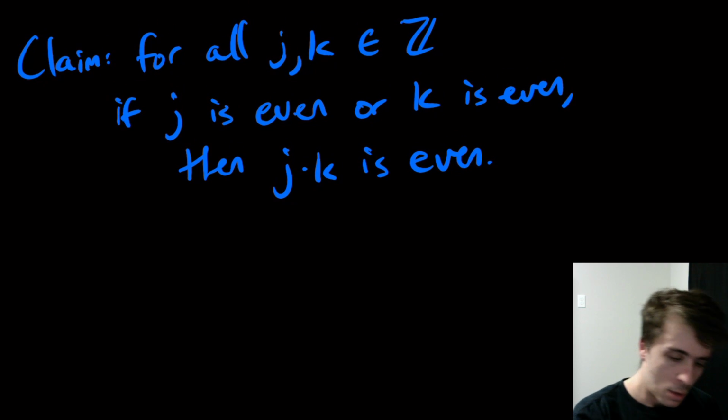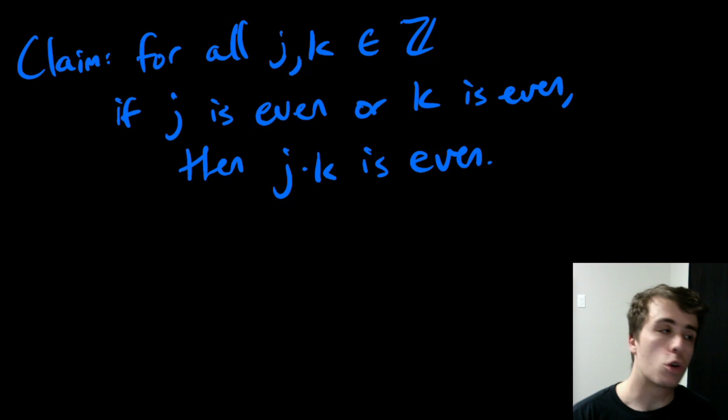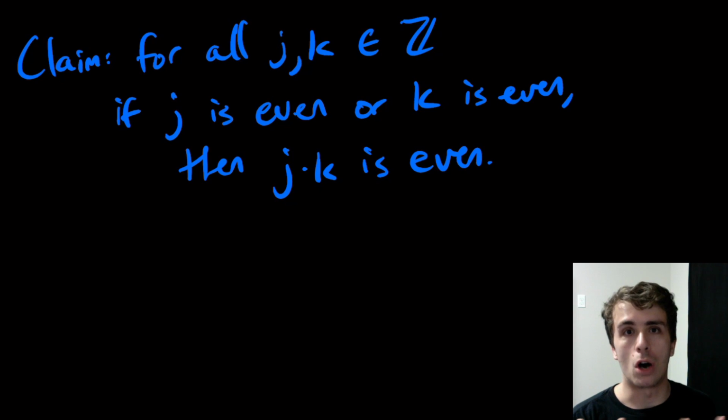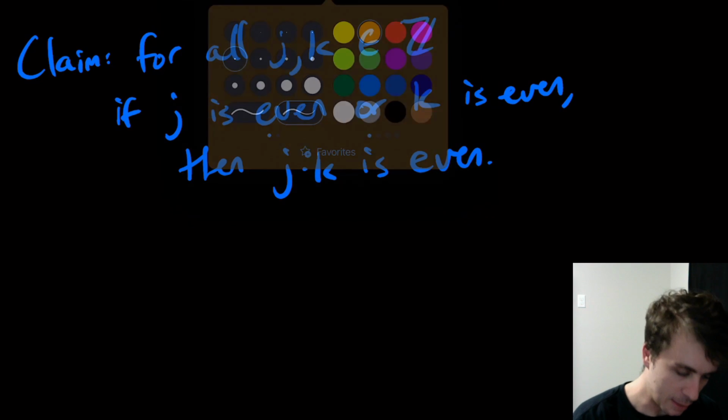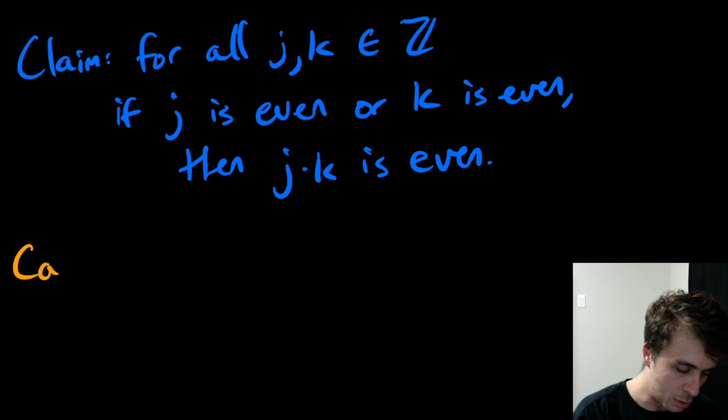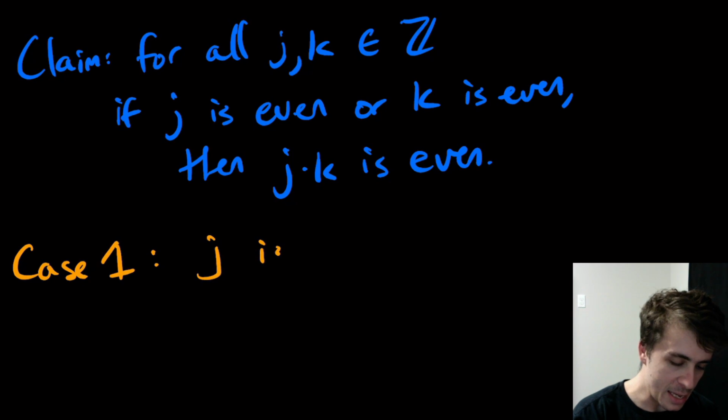But we actually have two different cases here, where j is even and the other one where k is even. You could make the argument that since j and k are arbitrary integers, these two cases are symmetric, and then in the second case we could just replace k with j, but we might as well just carry through this. So let's look at case 1, which is j is even.